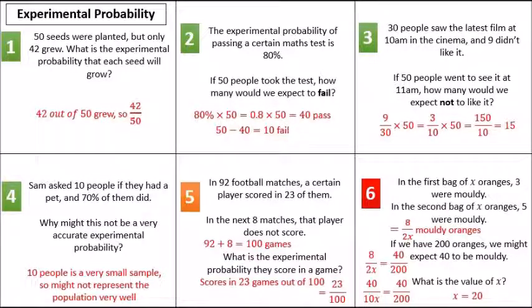Now I've simplified the fraction 9/30ths to 3/10, just to make the question a little bit easier, to show you can do this without a calculator. And then the numerator of the fraction is multiplied by the integer. So 3 times 50 is 150 over 10, which is 15. So we might expect 15 people not to like the film at 11 AM.